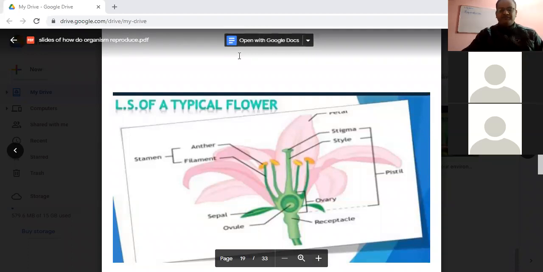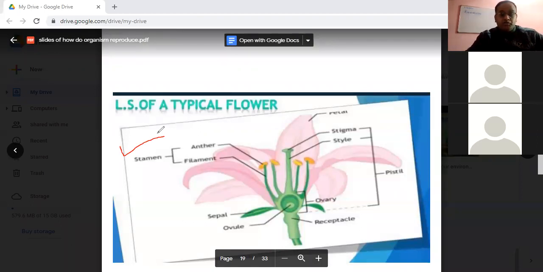Suppose this is a flower, and if you cut the flower in this way, longitudinally, it will be the longitudinal section of a flower. In the LS of the flower, what parts can we observe? We can observe the male reproductive part, which is called the stamen. One more name I said for the male reproductive part.